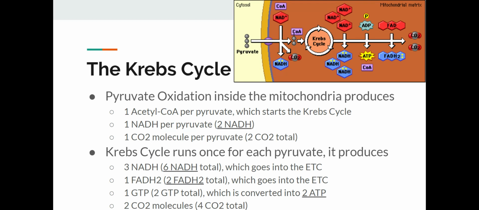The Krebs cycle occurs after pyruvate oxidation. Pyruvate oxidation occurs inside the mitochondria and produces 1 acetyl-CoA per pyruvate, 1 NADH per pyruvate, and 1 carbon dioxide molecule per pyruvate. The Krebs cycle runs once for each pyruvate, and after both runs, it produces 6 NADH, 2 FADH2, 2 ATP, and 4 carbon dioxide molecules.